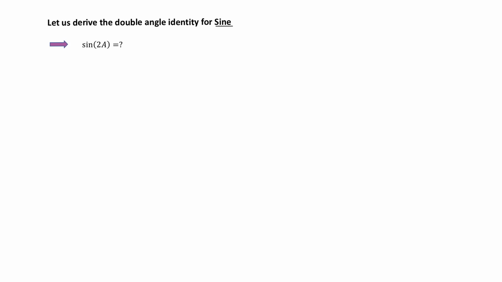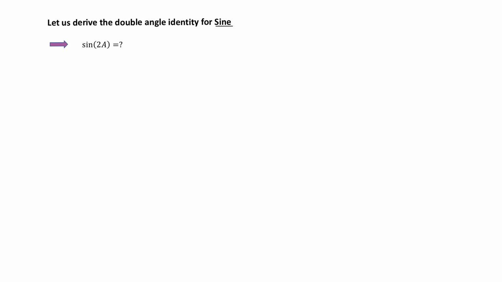Now we're going to go ahead and see exactly how to derive the double angle identity for sine. Why do we call it double? We call it double because if you notice right here, we are doubling angle A. We're multiplying A by 2. That's why the identity takes on the name double angle identity. So what is that equal to?